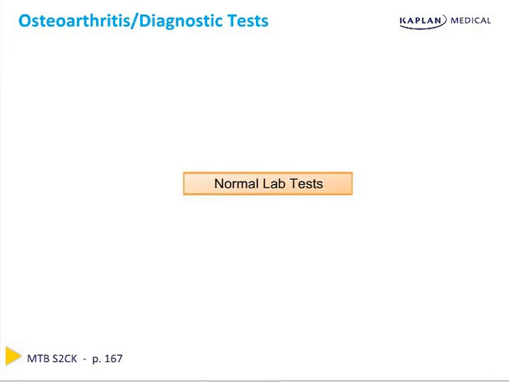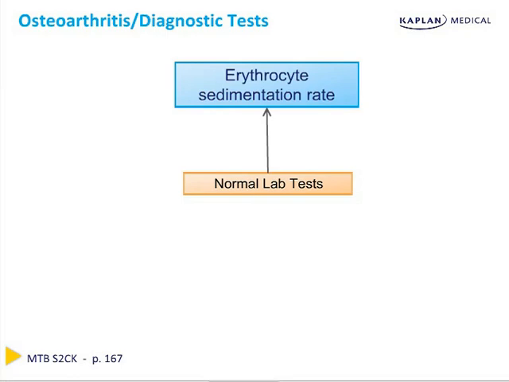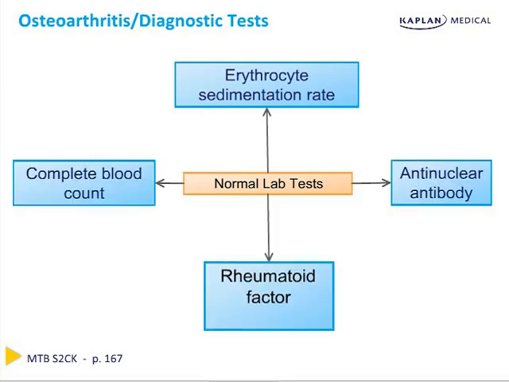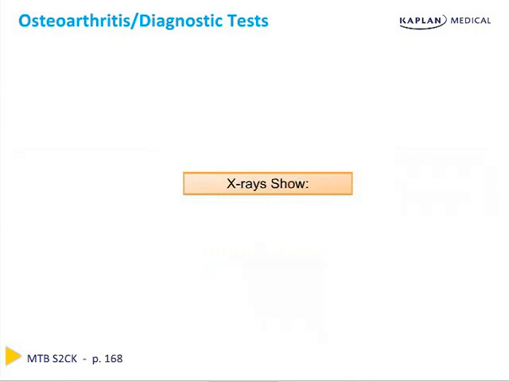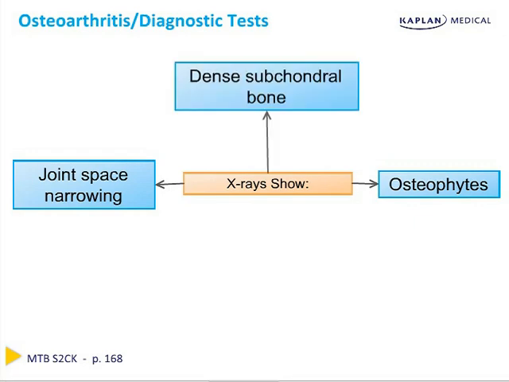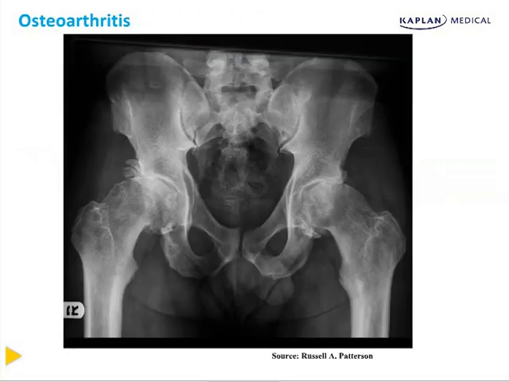When working somebody up for degenerative joint disease, laboratory tests are going to be normal. The ESR, CBC, ANA, and rheumatoid factor are all going to come back normal. The most accurate test is radiography of the affected joints. X-rays are going to show joint space narrowing, osteophytes, dense subchondral bone, and bone cysts. Here's an X-ray of the hip showing degenerative joint disease.